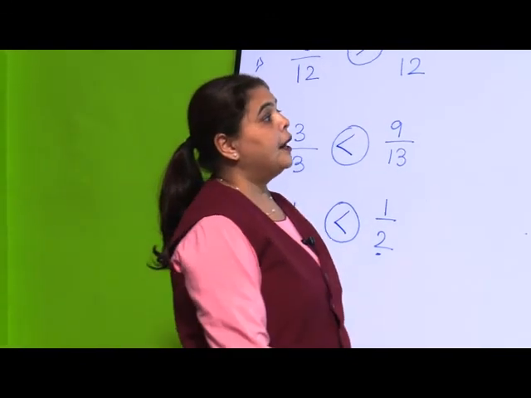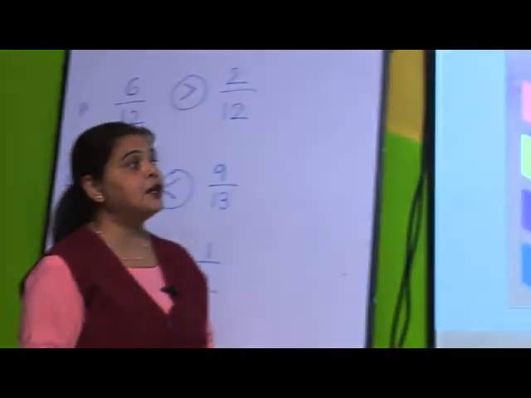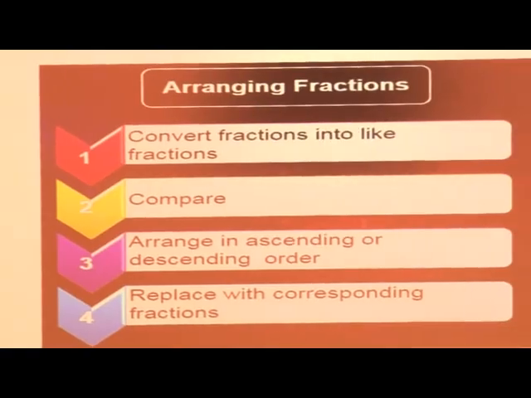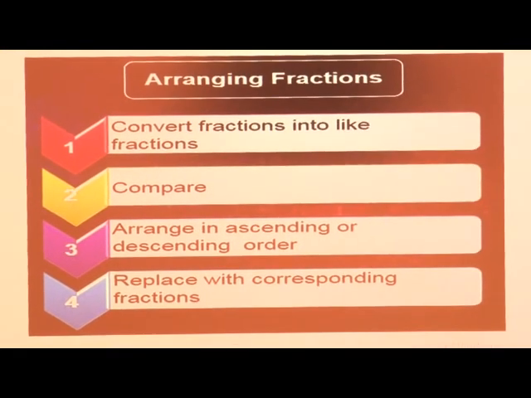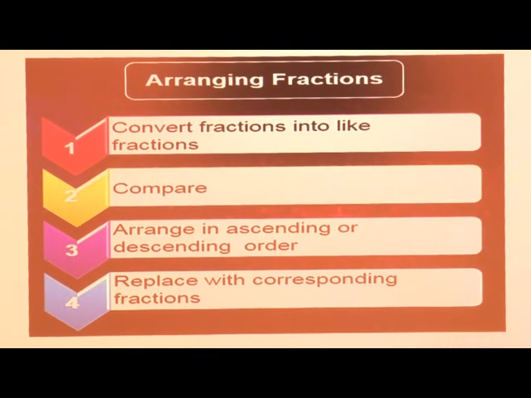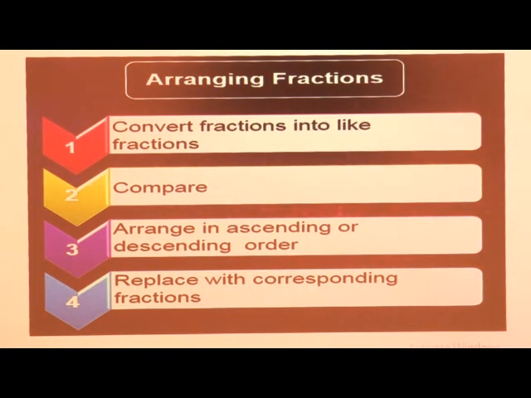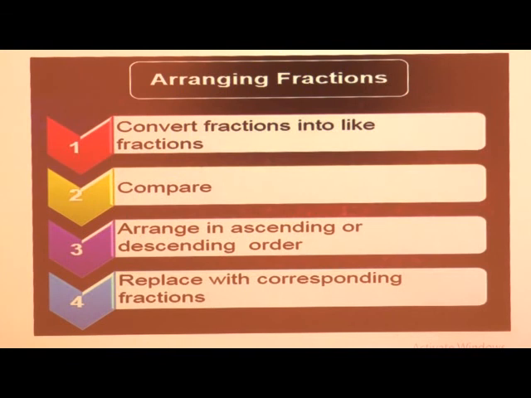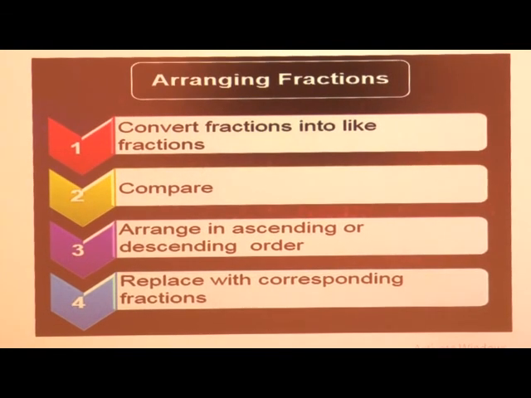Now, we will see arranging the fractions, how to arrange the fractions. By converting the fractions into like fractions, one by one steps, we will see how to arrange the fractions. First, we have to convert the fractions into like fractions, means what? The denominator should be same, the denominator should be having the same number, or the denominator should be equal. Then what we have to do? Then we have to compare. You know now how to compare, which is greater or which is smaller. Next, arrange in ascending order or descending order.